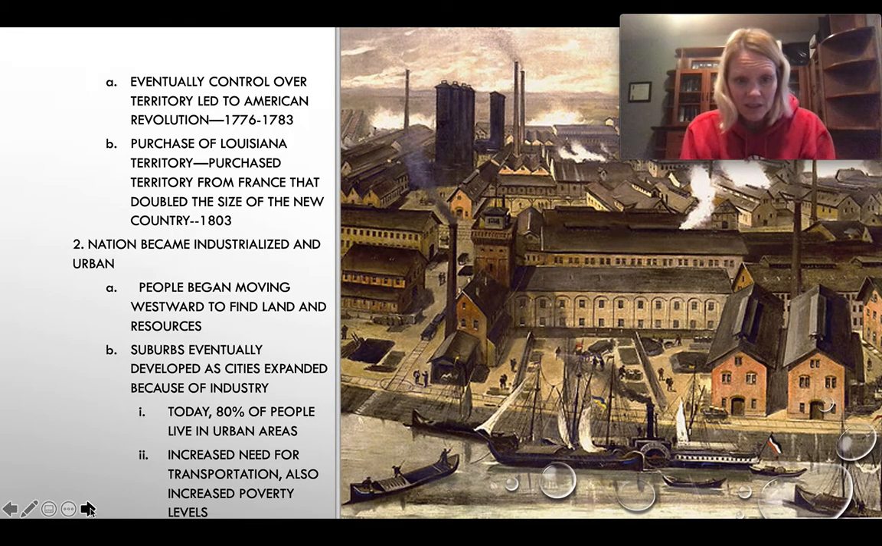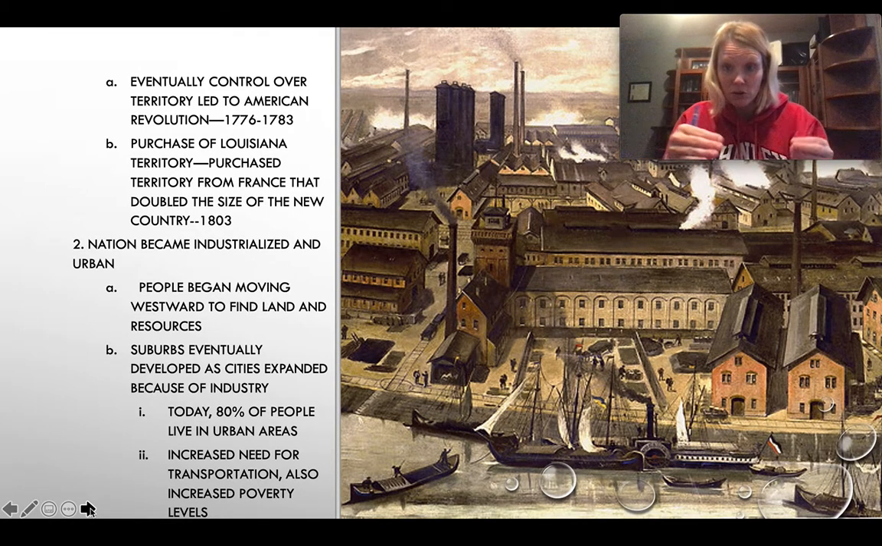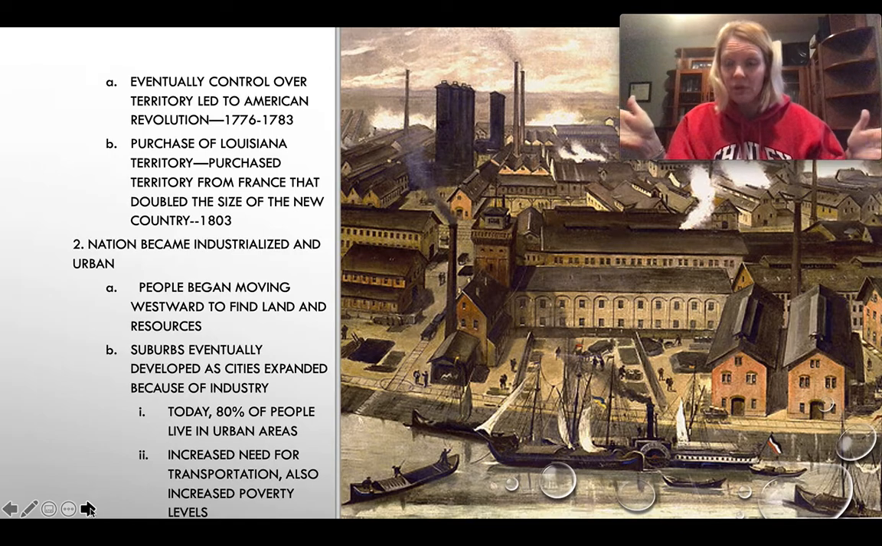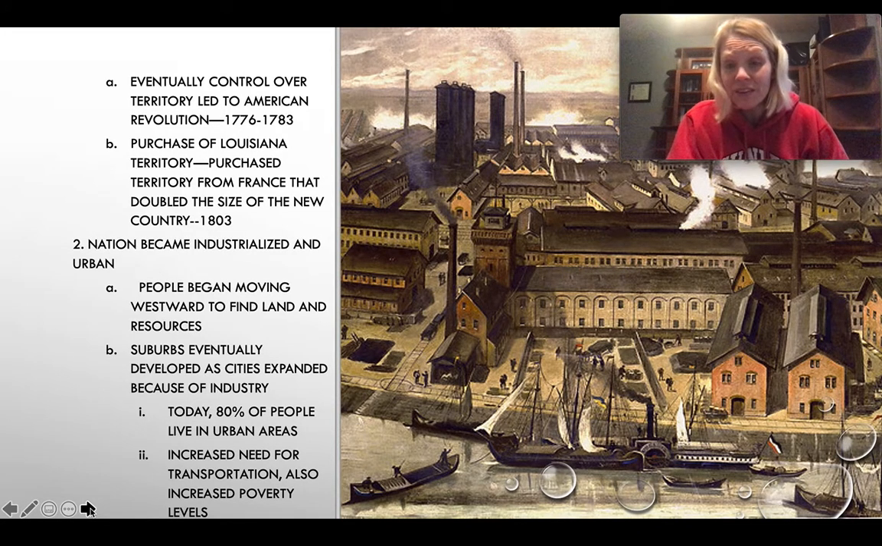So this increased the need for transportation, but it also increased the level of poverty. Where we see most poverty tends to be in the cities. And then we see homelessness mostly in the urban areas, in the cities, but then we see poverty levels starting to creep into the suburbs as we go further out. And these are all the social impacts of what was happening as the United States was developing, and even yet today.